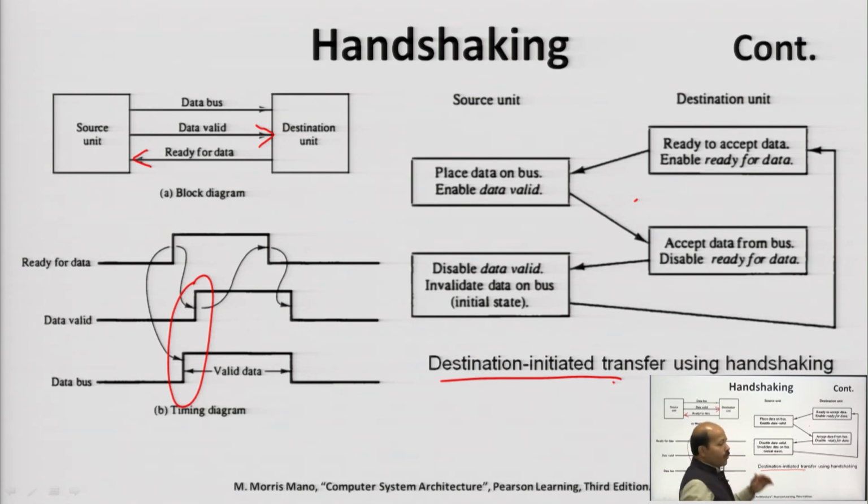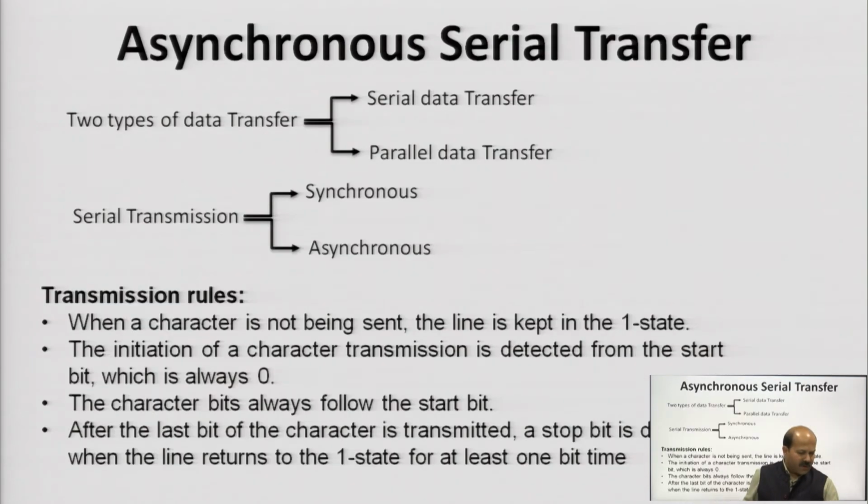So, this way both the devices are again informed to each other. So, it is a request and acknowledgement type of protocol where both the devices are properly informed. Now, next is asynchronous serial transfer. So, how will this transformation operation take place?